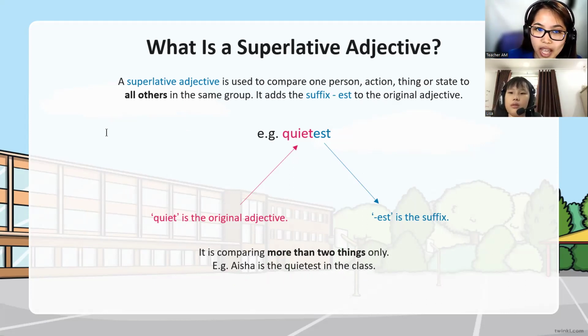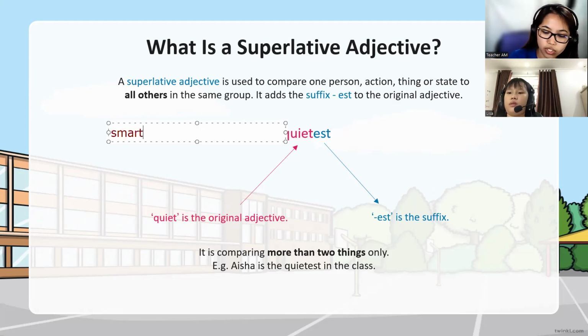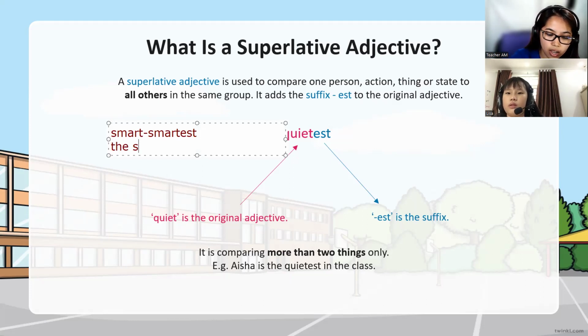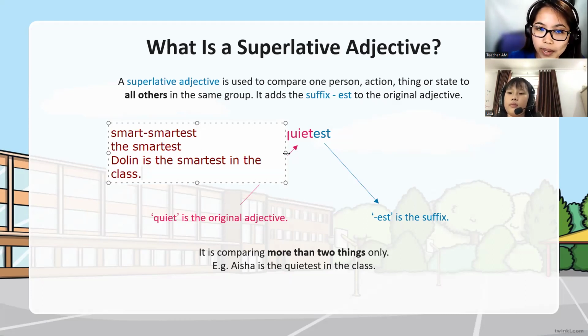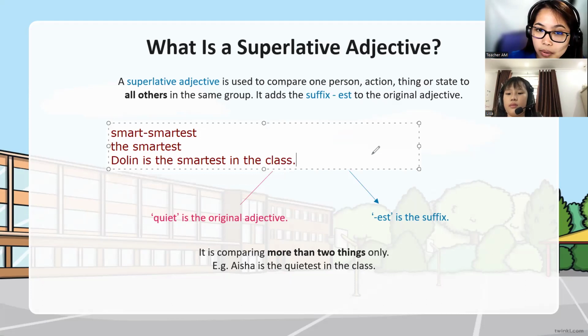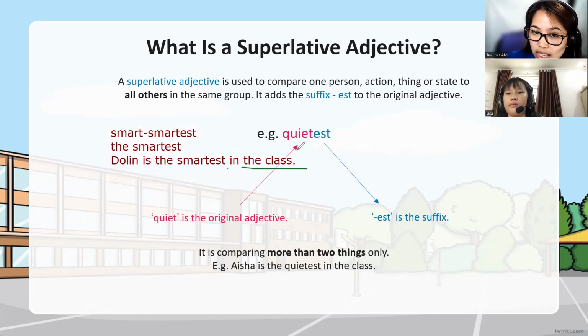And here for superlative adjective, we always use the before it. Another example, smart. What's the superlative? Smartest. Then the smartest. Example, Dolin is the smartest in the class. So here I am comparing you in the class, which is a group. So here we use the smartest. Okay, what about this one, Dolin?